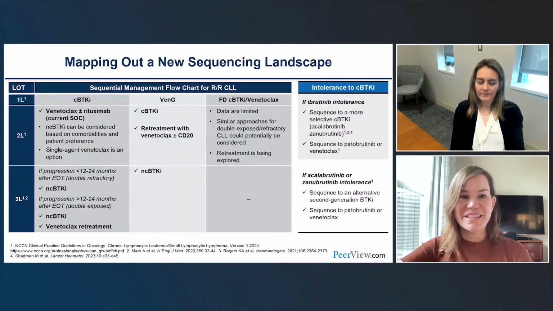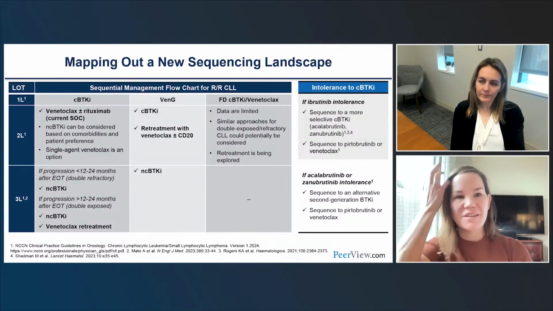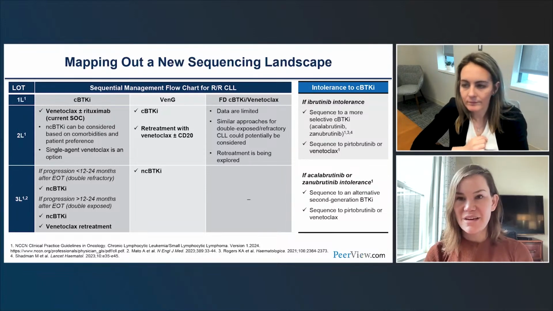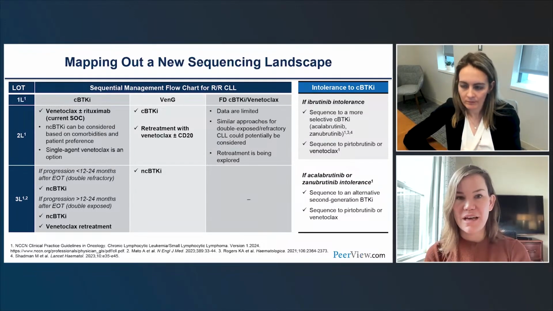Totally agree. I think that's a good segue into thinking about how we sequence our therapies. Of course, it depends on what did a patient get in the first line, and then what are our next best steps?